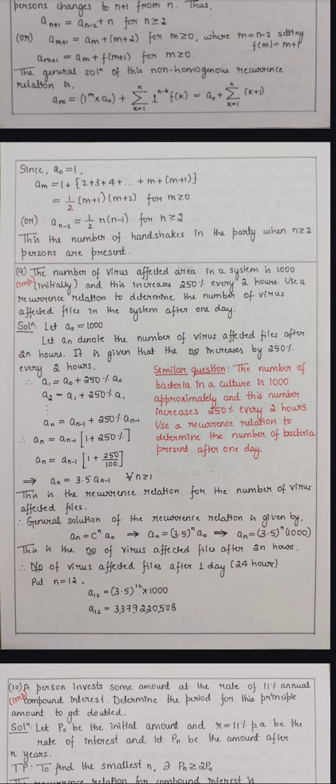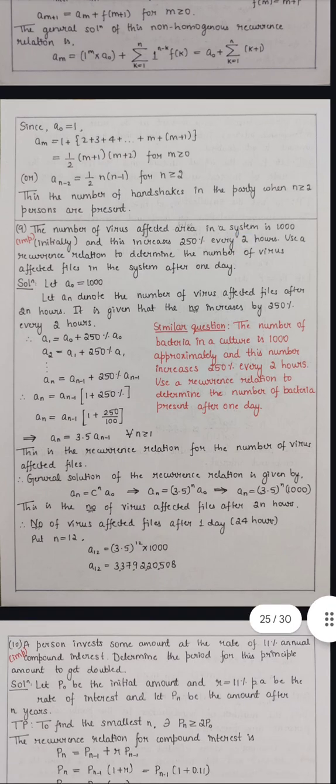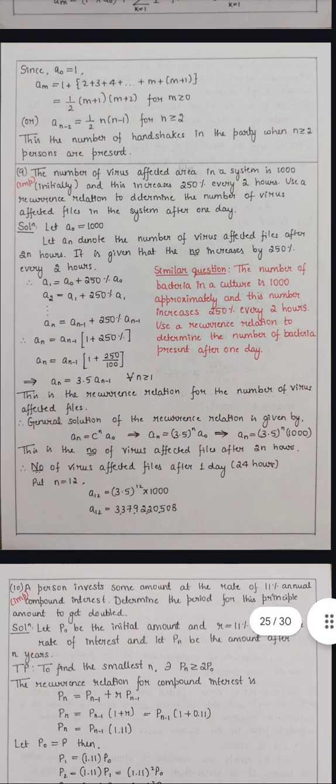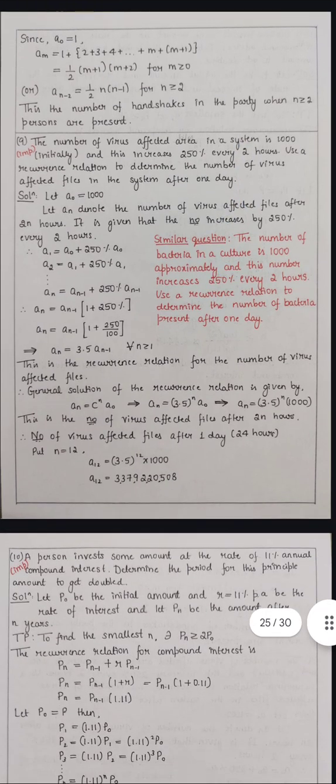Then a0 = 1, and a_m = 1 + 2 + 3 + 4 + ... + (m + 1), so that is equal to 1/2 (m + 1)(m + 2), that is n(n - 1)/2 for n ≥ 2. This is the number of handshakes in a party when n ≥ 2.